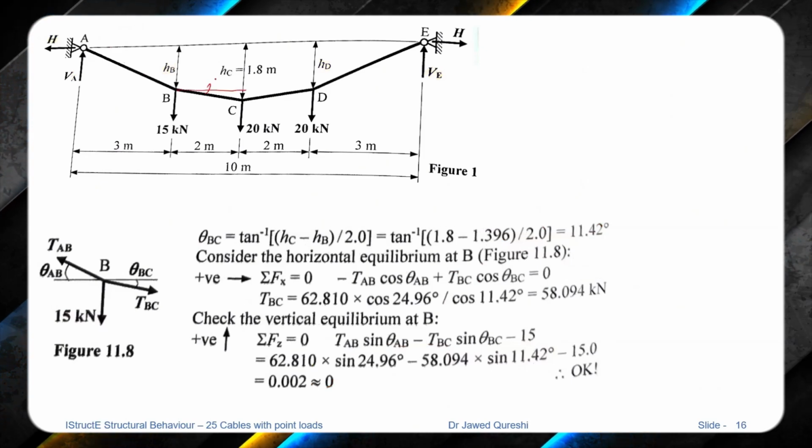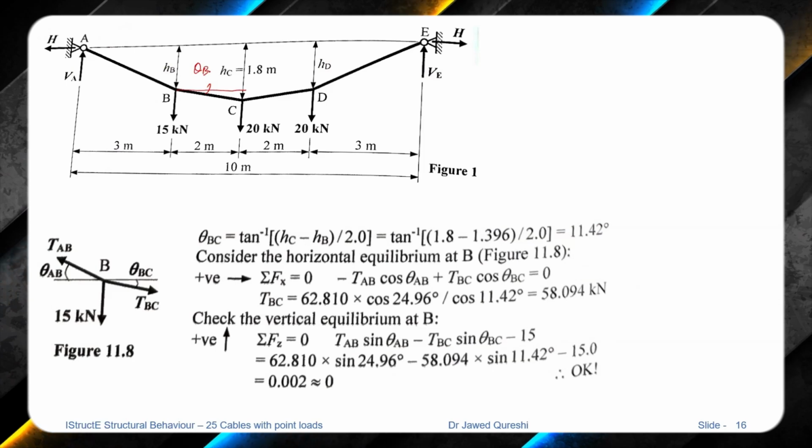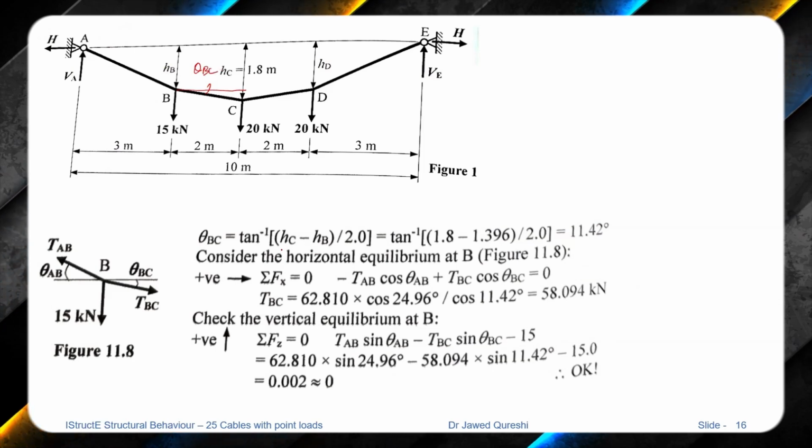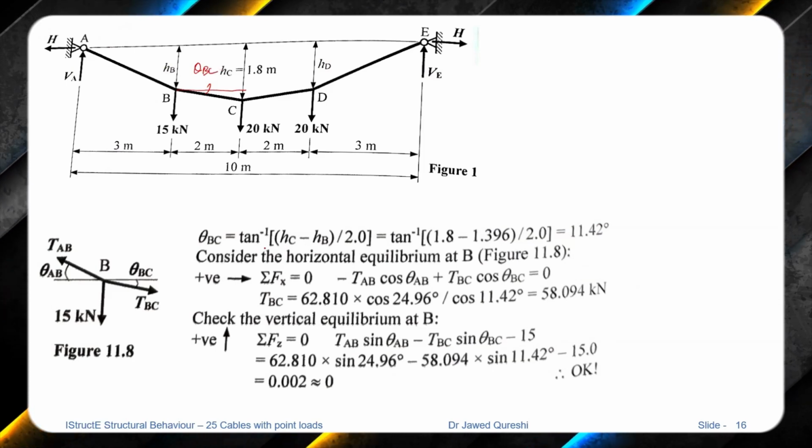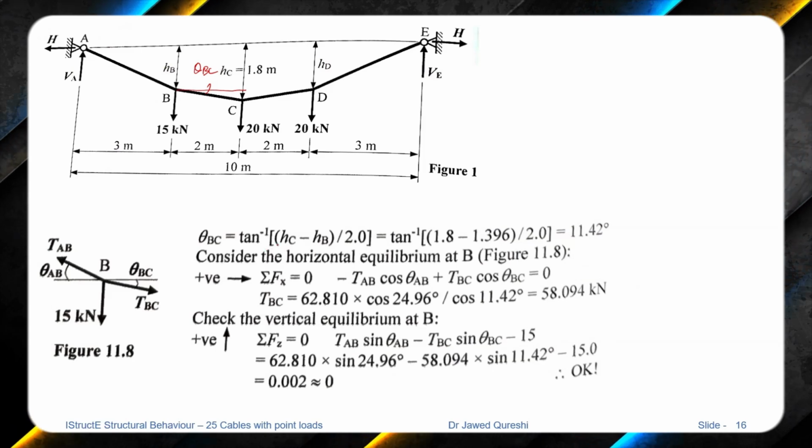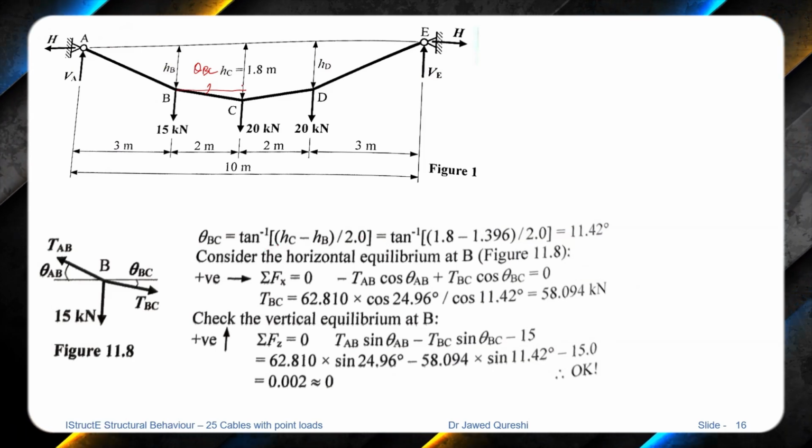Let me move to another segment, B and C. So this is the segment, and this angle is theta BC. First we have to determine theta BC. So it will be tangent inverse of the vertical over horizontal dimension.